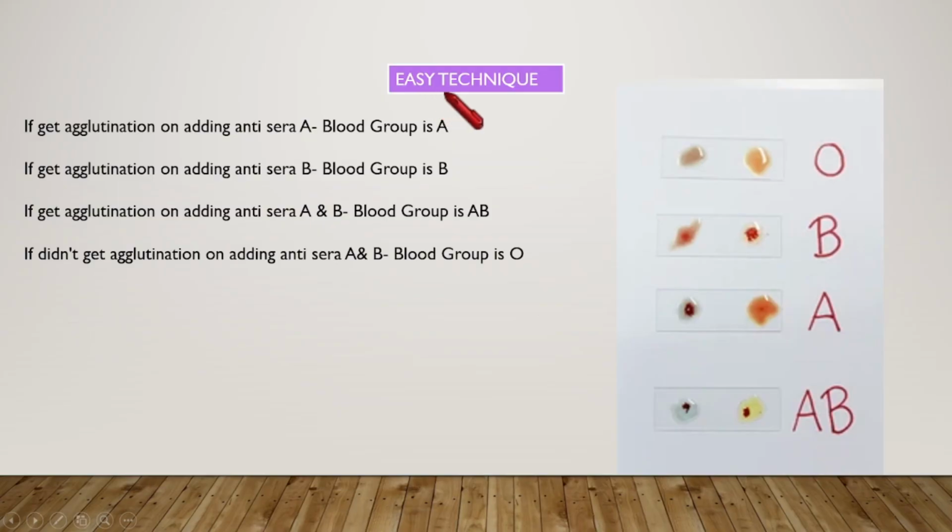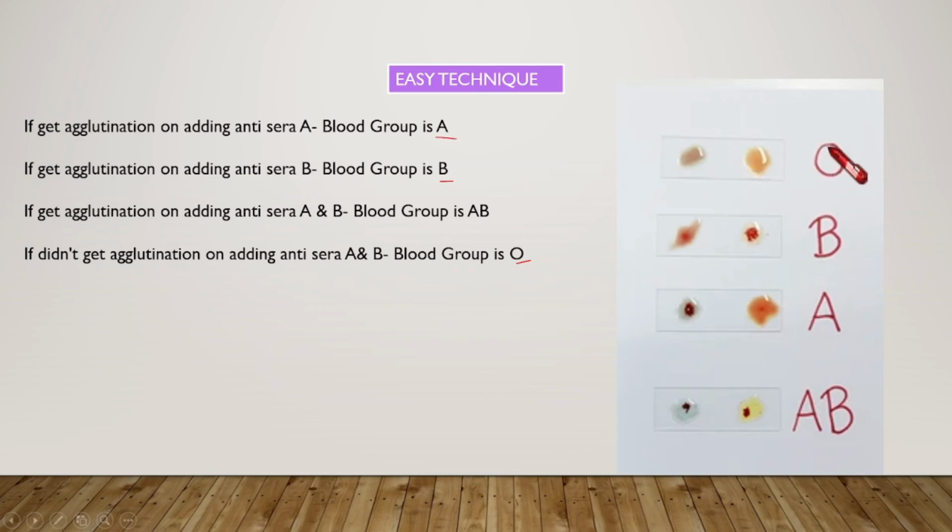Okay. There is an easy technique for those who find it very difficult to think about the principle to determine the blood group. For those, I'm suggesting an easy technique. If we get agglutination on adding anti sera A, then that blood group is A. Similarly, if we get agglutination while adding anti sera B, then that blood group will be B. In the same way, if we get agglutination while adding both anti sera A and B, then that blood group will be AB. And if we don't get agglutination on adding anti sera A and B, then that blood group is O. So those results are shown here.